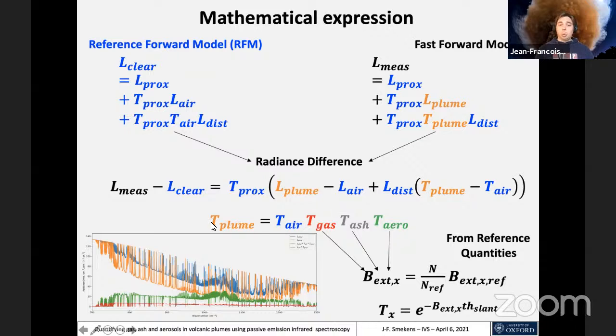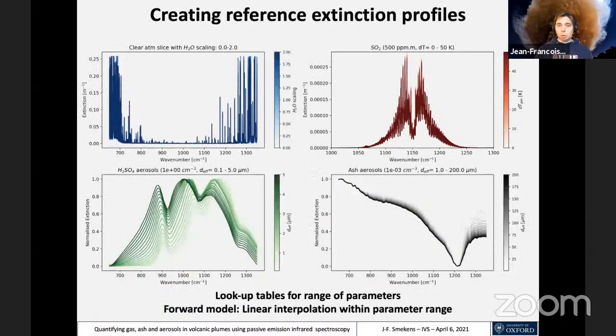And to do that, we essentially compute the transmissivity of the plume from reference quantities. So we use the RFM, the reference forward model, to simulate the transmission of each of those species within the plume layer for reference quantities. And then we use the fast forward model to scale those. And these are examples of the reference extinction profiles that we generate.